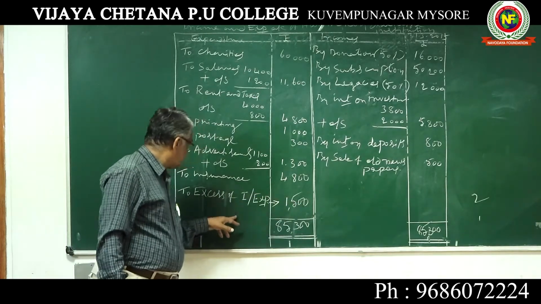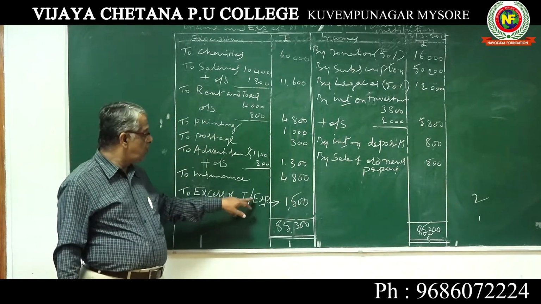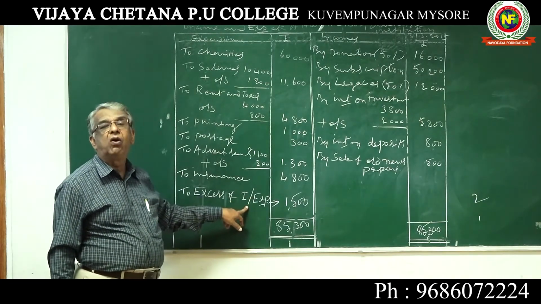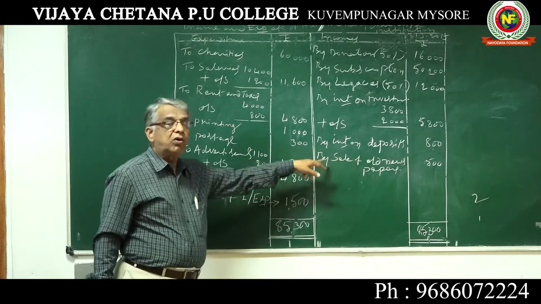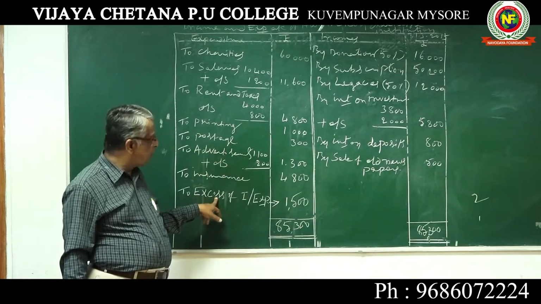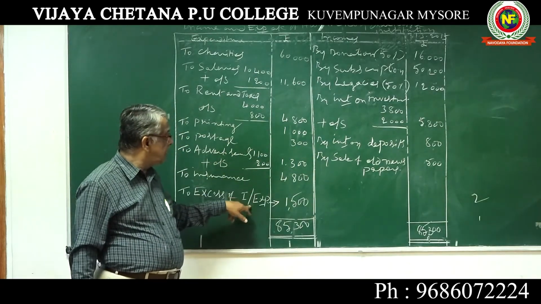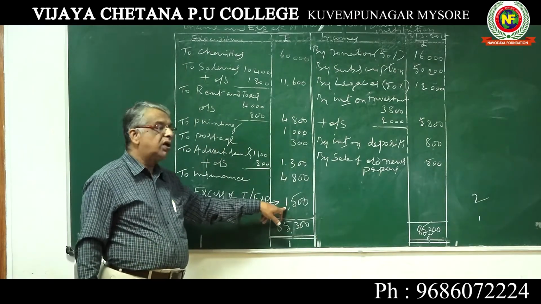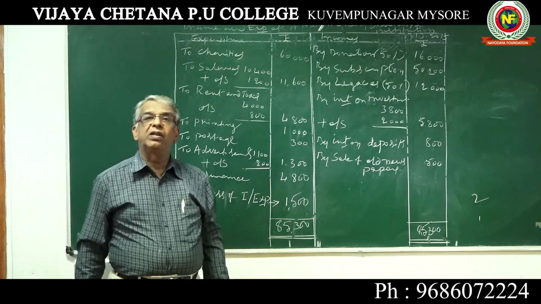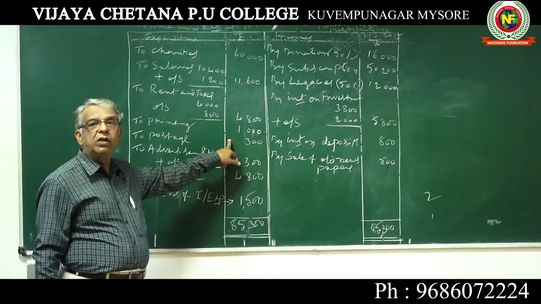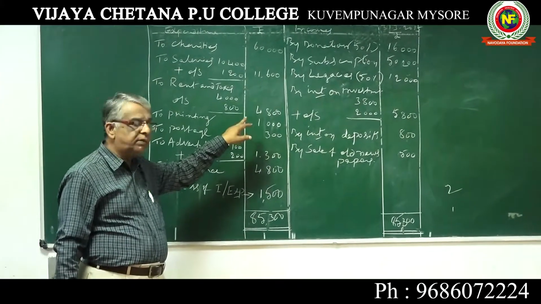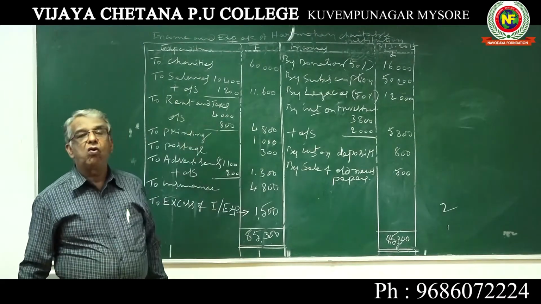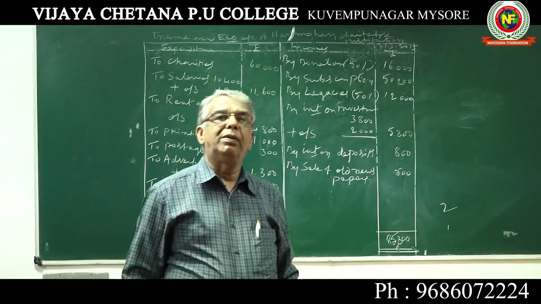The difference we get is 1,500. So 1,500 is the excess of I over E, that is, excess of income over expenditure. I already told you, if the income side is more than the expenditure side, then we get excess of income over expenditure. 1,500 is the correct answer for this problem. Dear students, I hope all of you understand this problem. You know how to prepare an income and expenditure account with the help of a receipts and payments account.